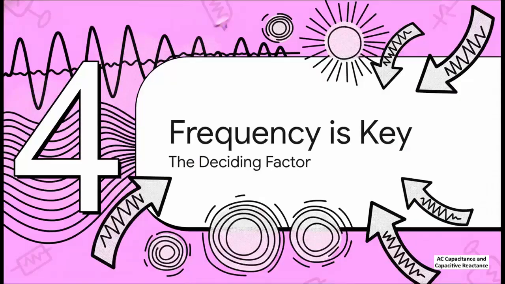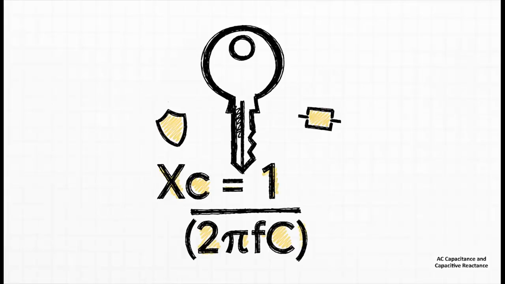Now here's where it gets really cool. This opposition, this reactance, it isn't some fixed number. Not at all. It changes based on one critical factor, the frequency of the AC signal you're feeding it. And we have this simple but incredibly powerful formula that lets us calculate exactly what a capacitor's opposition is going to be in any AC circuit. This is the recipe, the key to understanding how it's all going to behave.